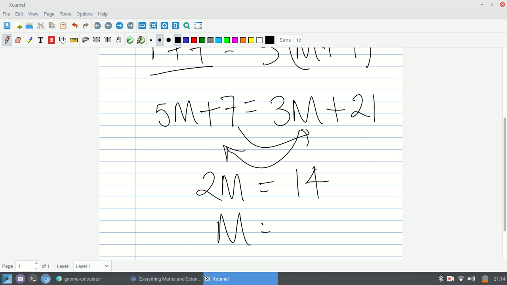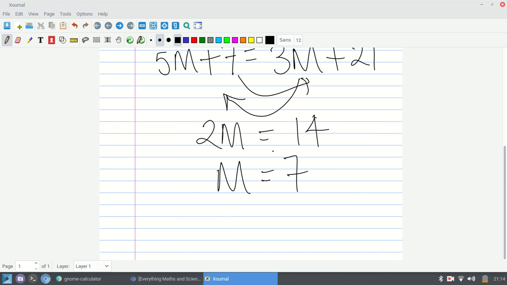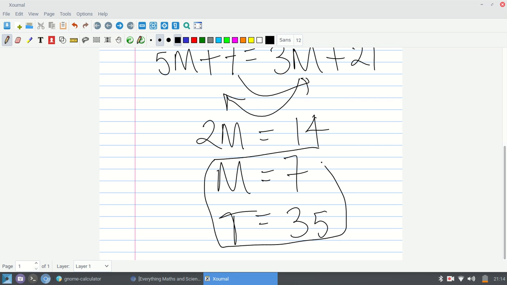So Murunwa's age will be 7, and right now Shamano's age is 5 times as big as that. So T will be 5 times 7, which is 35. So their current ages are 7 and 35.